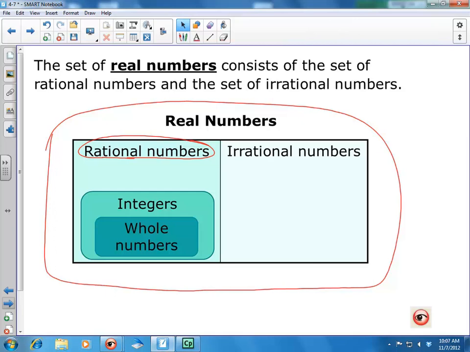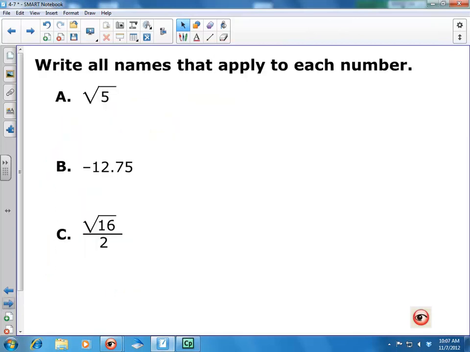All right, let's take a look at our first couple of examples. The first three says write all the names that apply to each of these. Well, let's look at the square root of 5. Okay? The square root of 5. What is the square root of 5? No, it's not 2.5. 2.5 times 2.5 is 6.25.